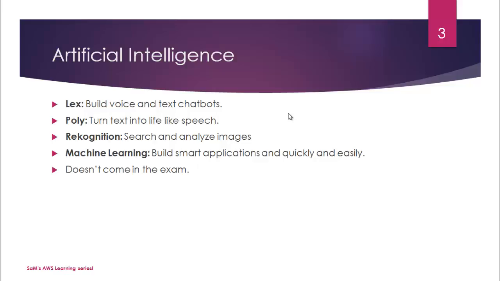And talking about Amazon's AWS artificial intelligence offering, this was announced in the 2016 re:Invent conference, and this is relatively new. We have got four different offerings under this. First one is Lex, we have Polly, we have got Rekognition, and finally we have machine learning.